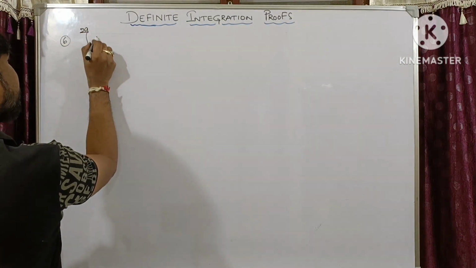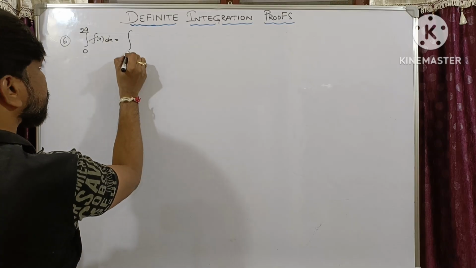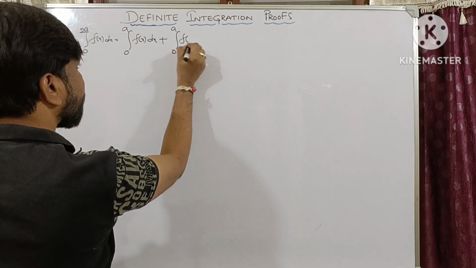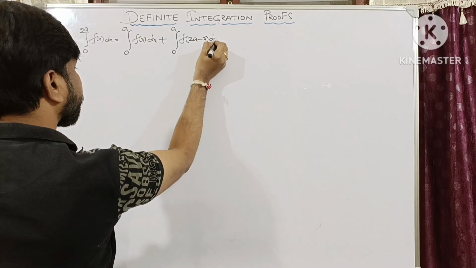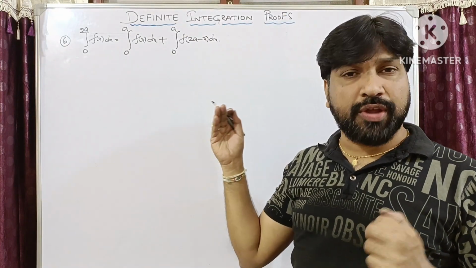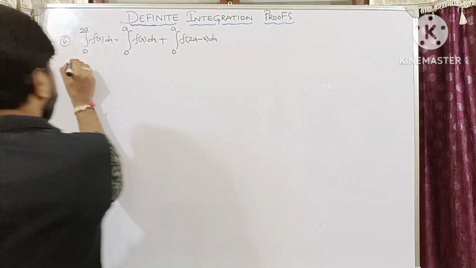Integral 0 to 2a f of x dx is equal to integral 0 to a f of x dx plus integral 0 to a f of 2a minus x dx. So this property is what? Integral 0 to 2a f of x dx is equal to integral 0 to a f of x dx plus integral 0 to a f of 2a minus x dx. So let us consider this one.